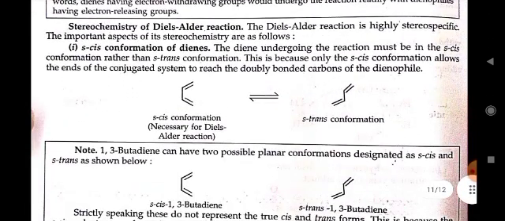Stereochemistry of Diels-Alder reactions. The Diels-Alder reaction is highly stereospecific. The important aspects of its stereochemistry are as follows. S-cis conformation of dienes. The diene undergoing the reaction must be in the S-cis conformation rather than the S-trans conformation. This is because only the S-cis conformation allows the ends of the conjugated system to reach the doubly bonded carbons of the dienophile.